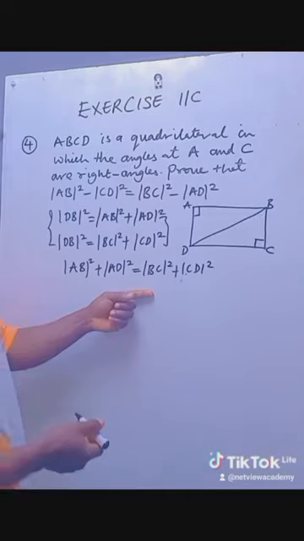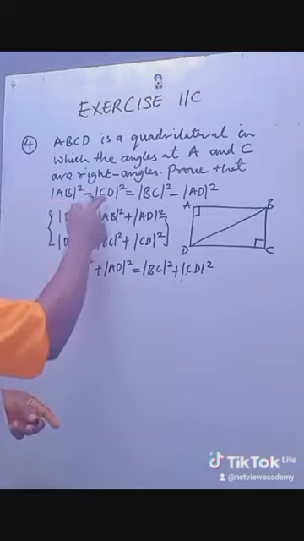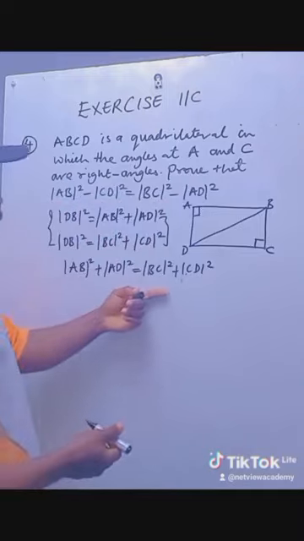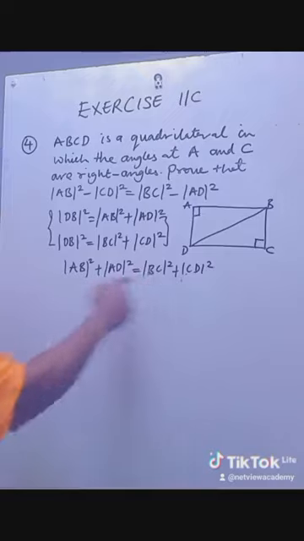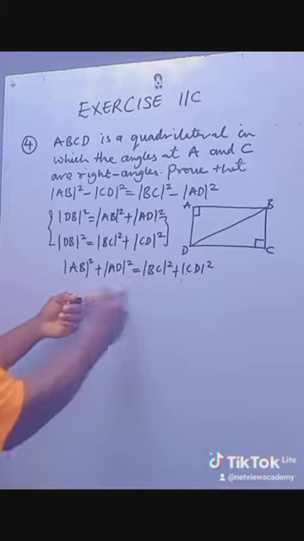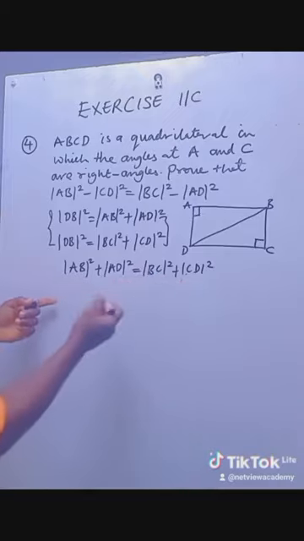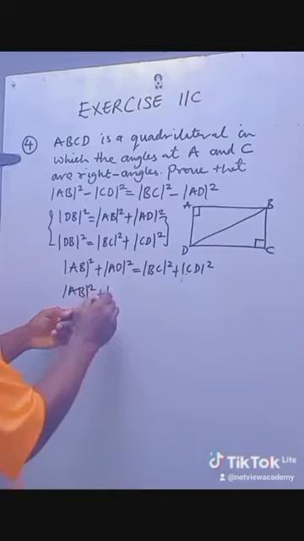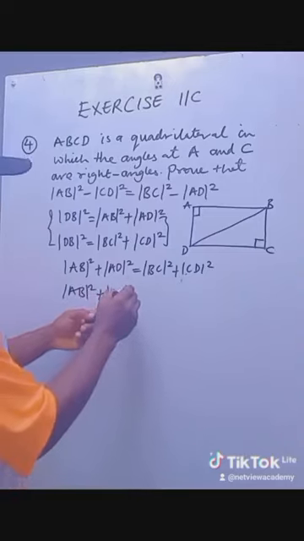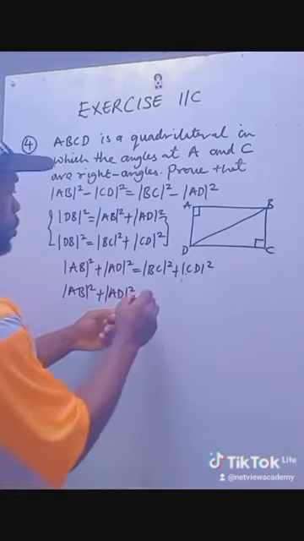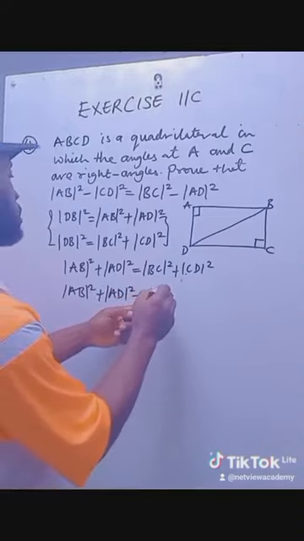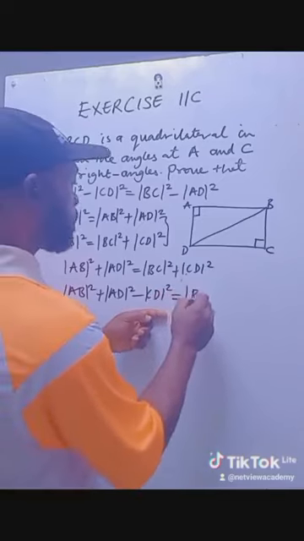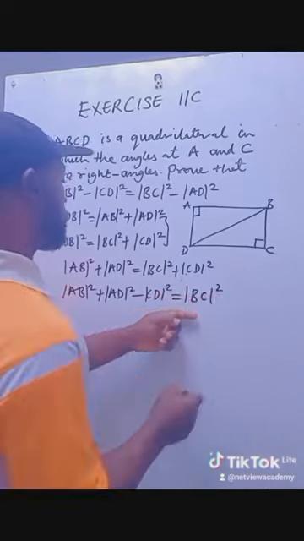The question says we should prove that AB squared minus CD squared is equal to BC squared minus AD squared. So to do that, we are going to subtract CD squared from both sides of the equation. We also subtract AD squared from both sides of the equation. Therefore, AB squared plus AD squared minus CD squared is equal to BC squared.